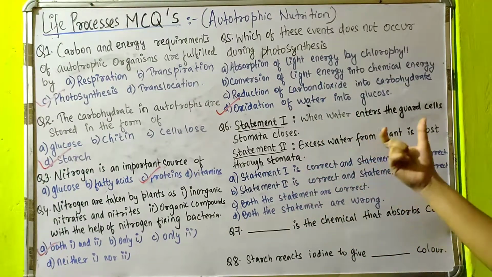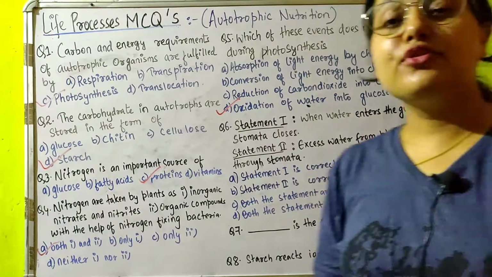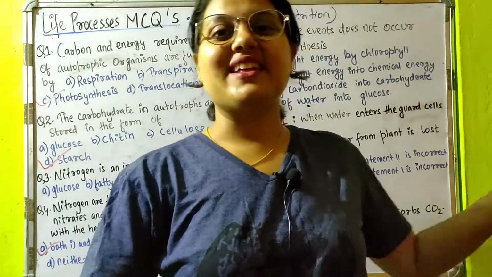Alright. Now coming to question 6: statement 1, when water enters the guard cell, stomata closes. Statement 2, excess water from the plant is lost through stomata. Which one out of the two do you think is the correct statement? Alright, see, I am explaining you and you can answer it again.